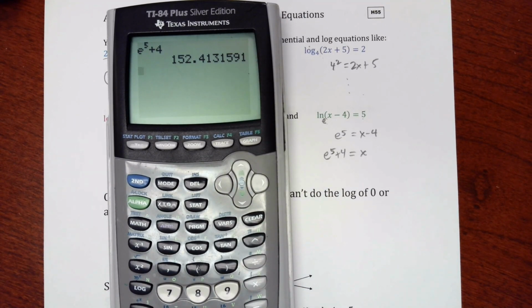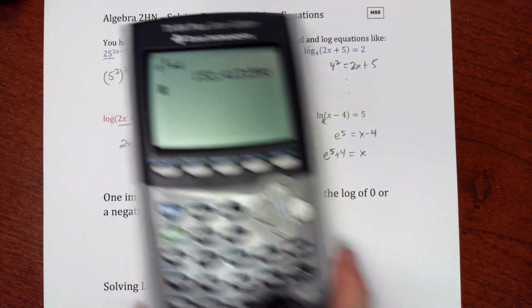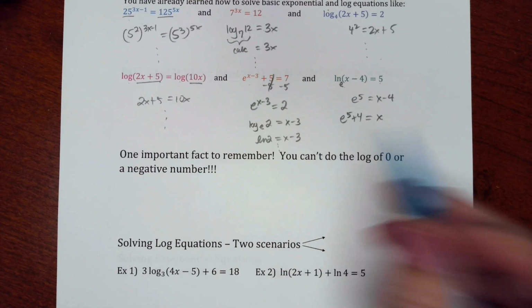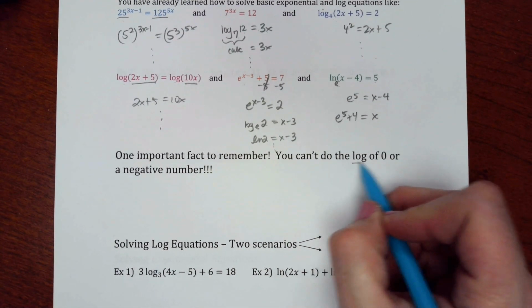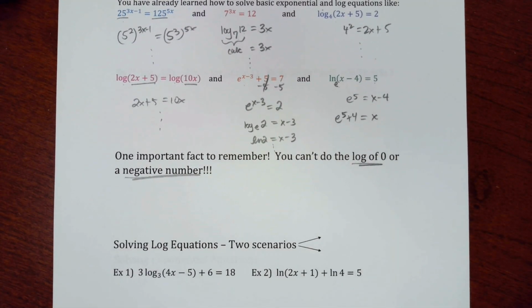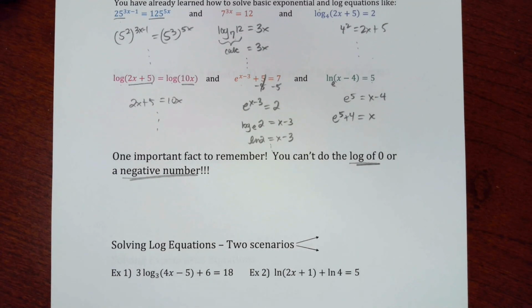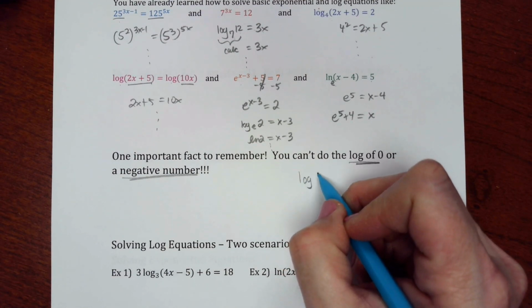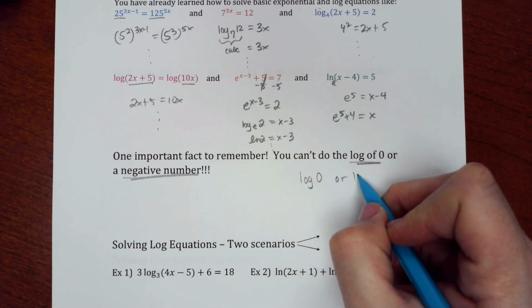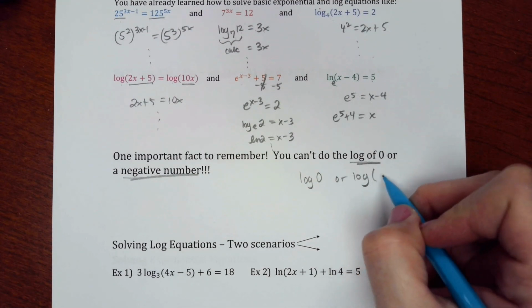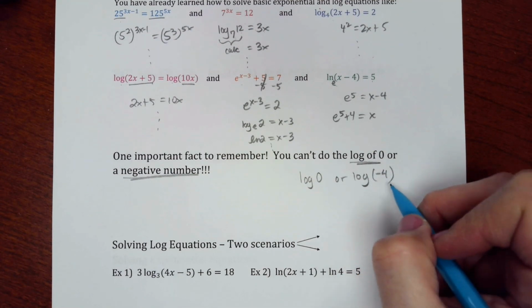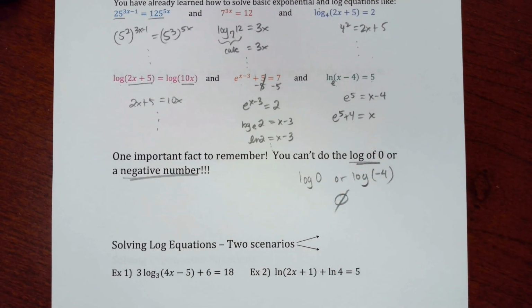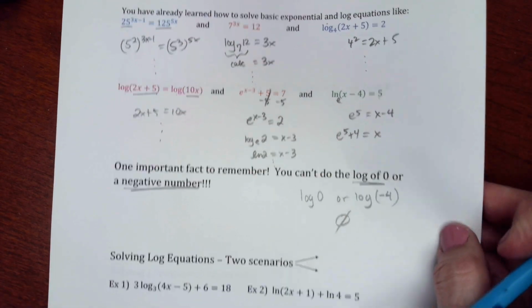Okay. All right. So let's take a look down here. One important thing to remember is that you cannot take the log of 0 or the log of a negative number. So that's important to know for checking our answers down below. If you ever end up with a log and you end up getting a 0 here, or the log of a negative number, any negative number, you can't do these problems. Okay. All right, we'll talk about that later.